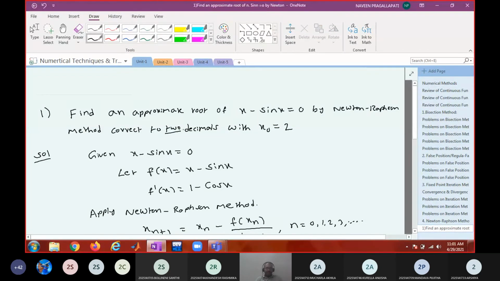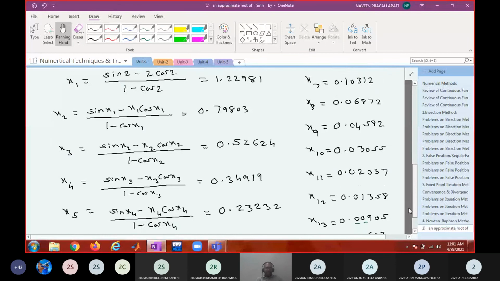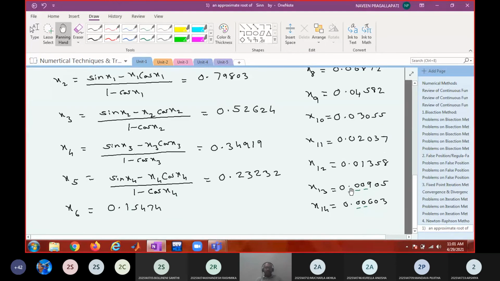For this problem, you can see when you substitute 0, 0 minus sine 0 is 0. So x equal to 0 is a root. And the sequence of approximations are actually converging to 0.